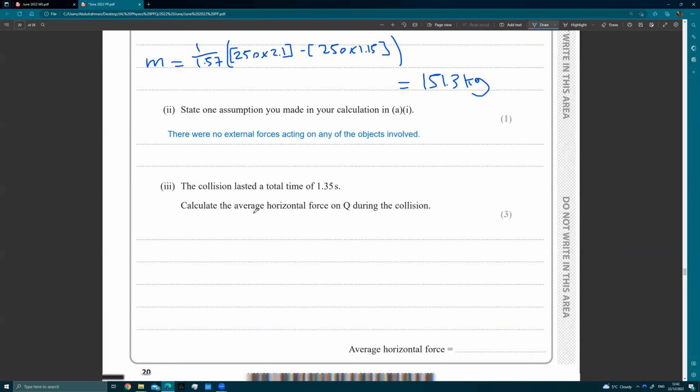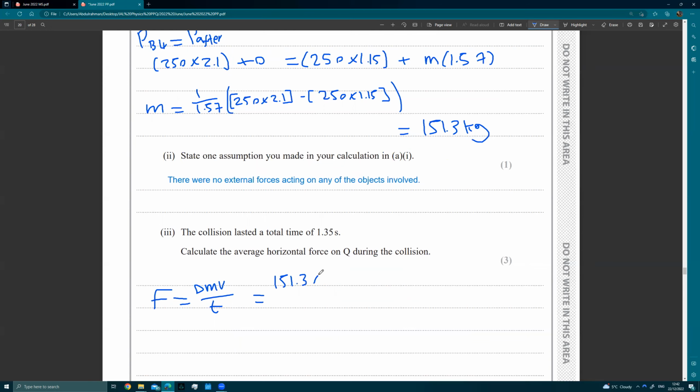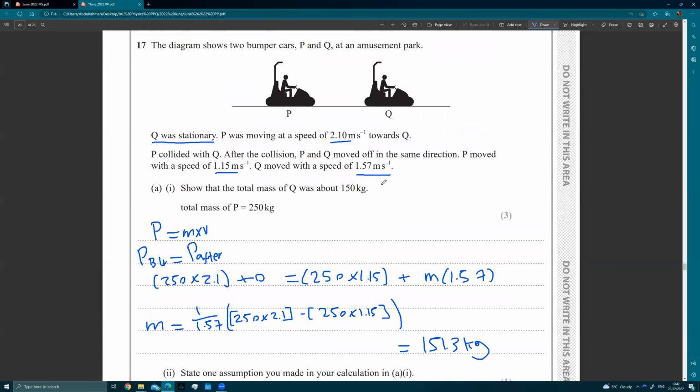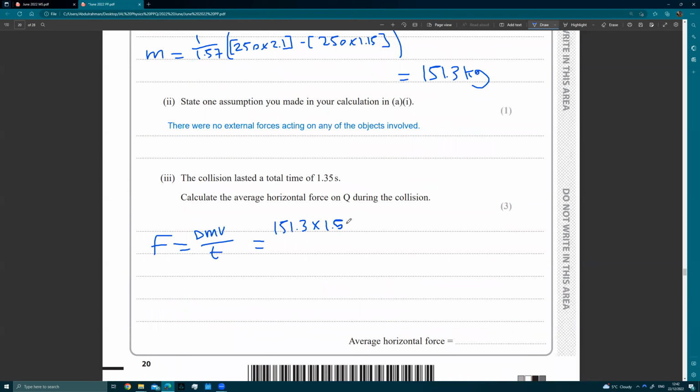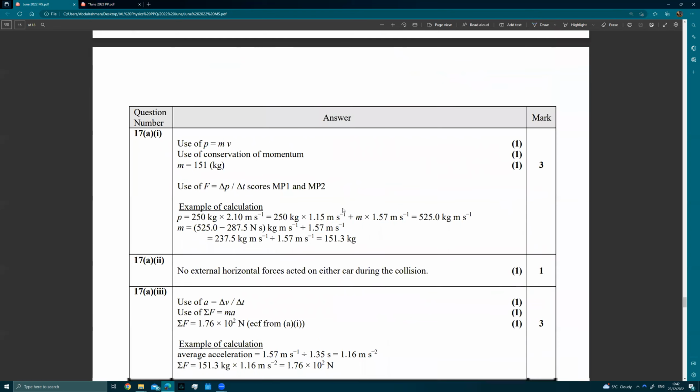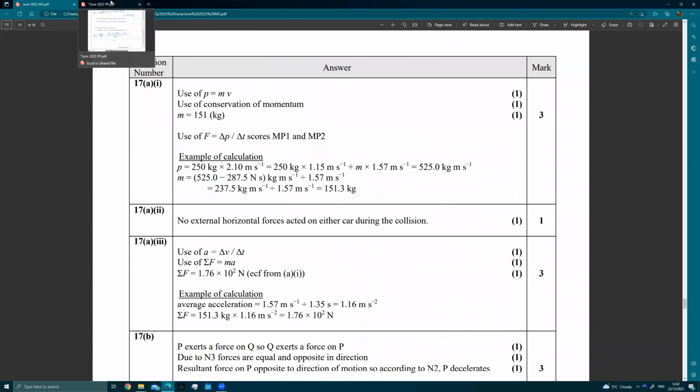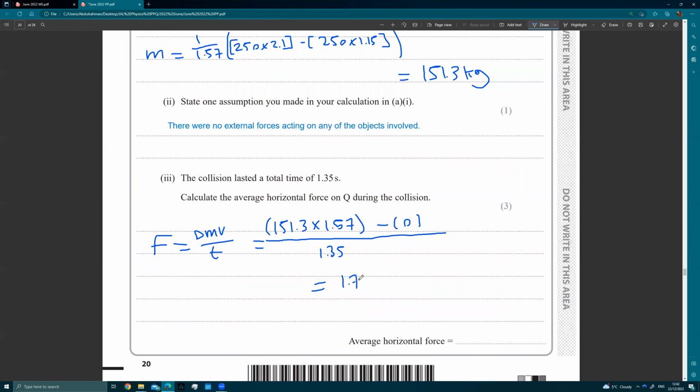Well, after the collision, the momentum was 151.3, which is the mass, multiplied by the velocity, which was 1.57, minus the momentum before the collision, which was just 0 because it was stationary. So that was the change in momentum of Q, over the time, which is 1.35. And if you do this in your calculator, you should get 1.76 times 10 to the 2 newtons, which is 176 newtons.